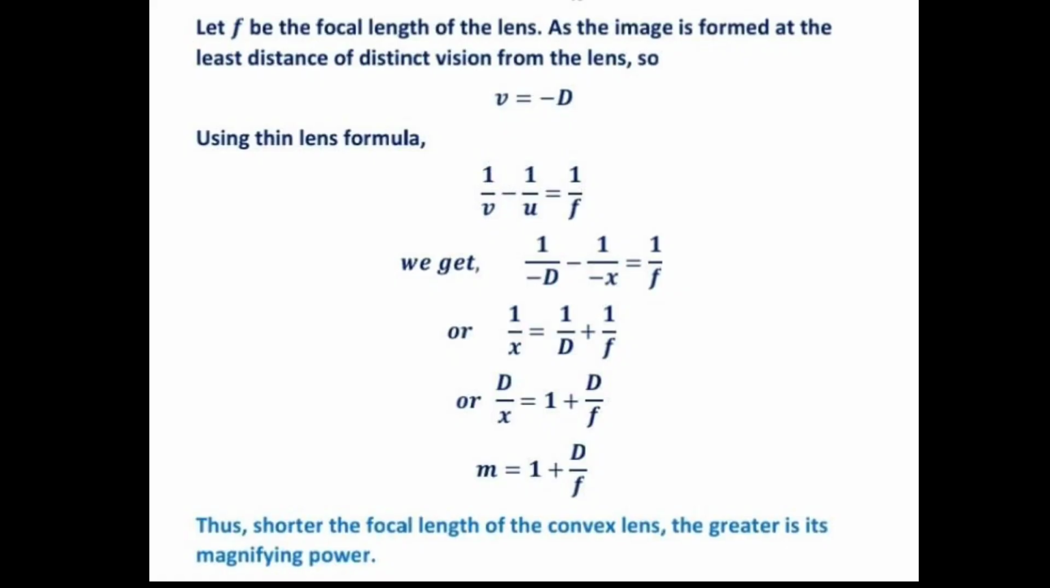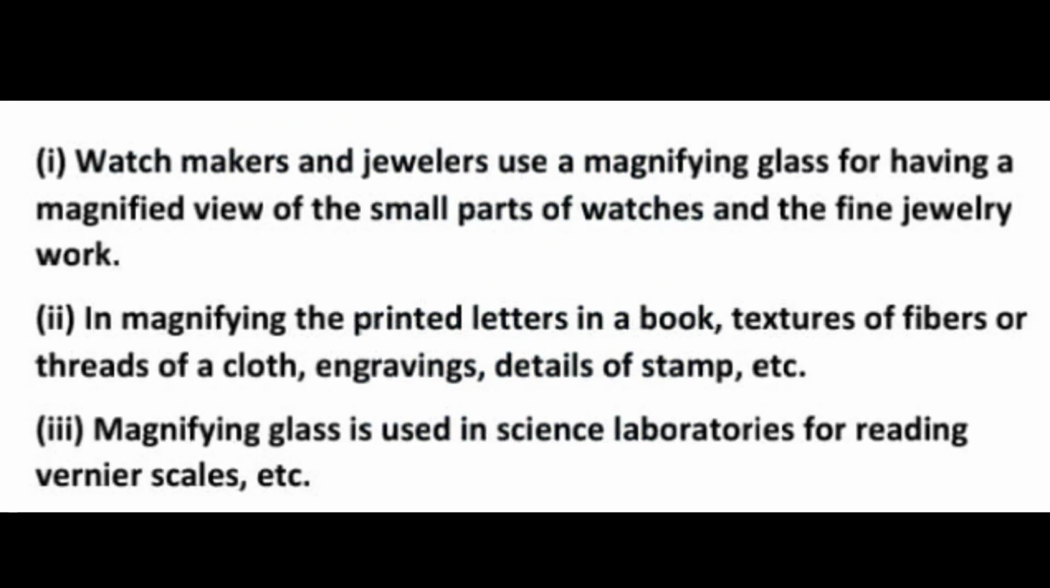We get a relation in the form of 1 by x. Then by doing the respective calculations, by taking D as common, we get the relation D upon x is equal to 1 plus D by f. We know that D upon x is equal to the magnifying power that we found in the previous slide. So we just replace D upon x by m, and we get a new relation, m is equal to 1 plus D upon f. So it is very clear from this relation that shorter the focal length of the convex lens, greater is its magnifying power. There are various uses of the simple microscope or magnifying glass.